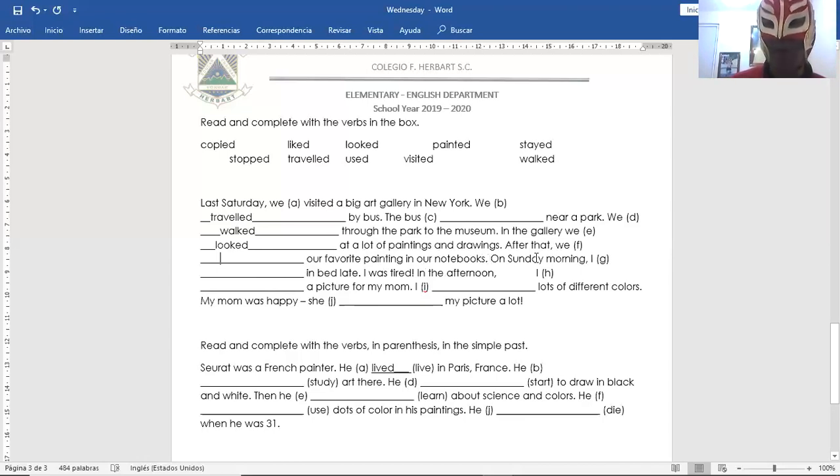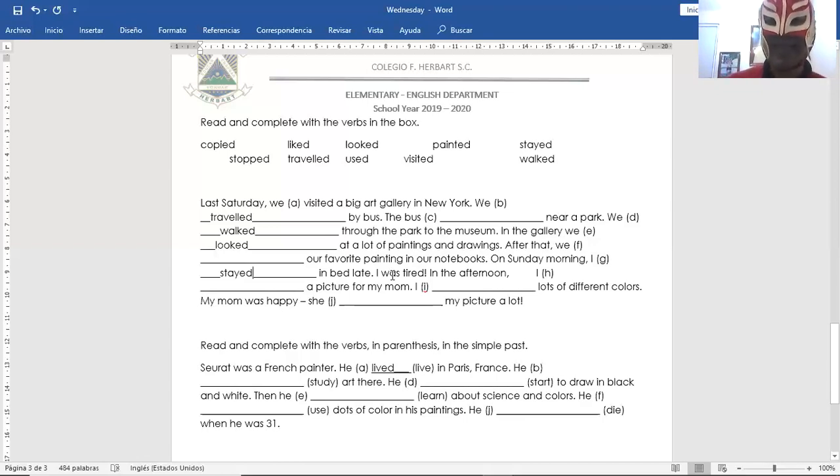On Sunday morning, what do you think is this one? In bed late. Oh, so stayed, okay? So right here, on Sunday morning, I stayed in bed late. El domingo en la mañana me quedé en la cama hasta tarde. On Sunday morning, I stayed in bed late. Okay. I was tired. Estaba cansado.